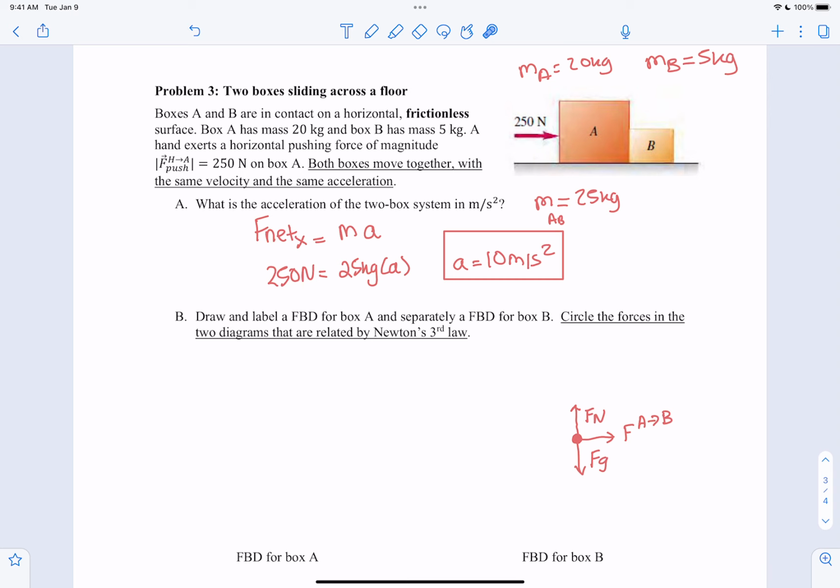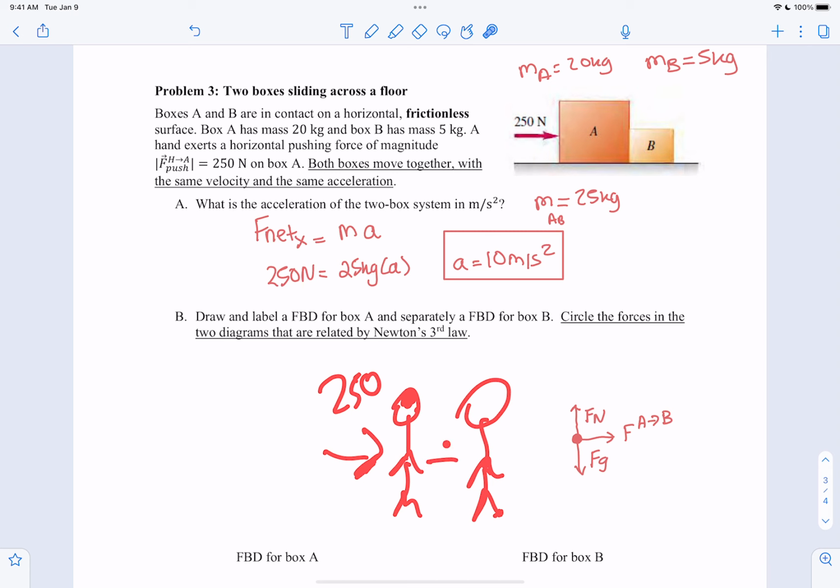standing in a line, right? If I was standing in a line, and then someone pushes me with that 250 newtons, and I'm standing in front of this person, right? Well, I'm not necessarily going to feel the full 250 newtons, because this guy pushed 250 newtons on this guy right here, right? But then this guy pushes on me with a different force, and that different force is A to B, right?